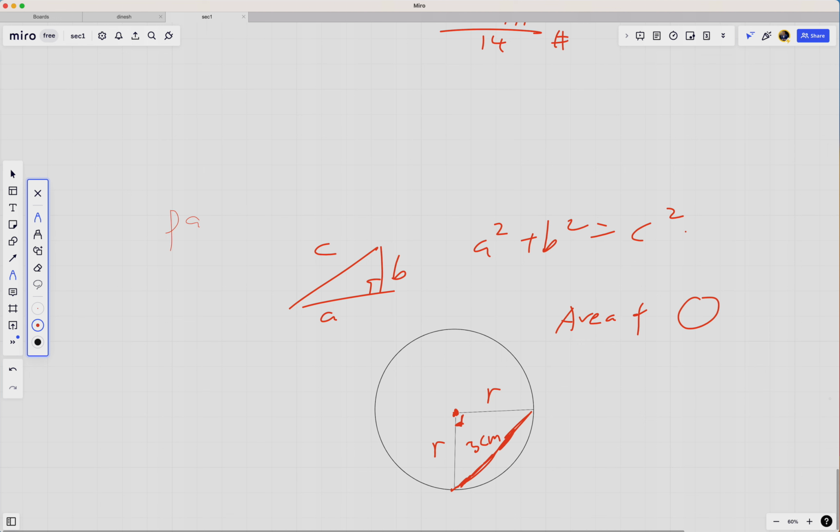R squared equals to 4.5. Then R equals to square root 4.5. Of course it's not an exact answer, so you just deal with it. Just put square root 4.5 first, because this is not the last answer. So you can put it as the square root 4.5.